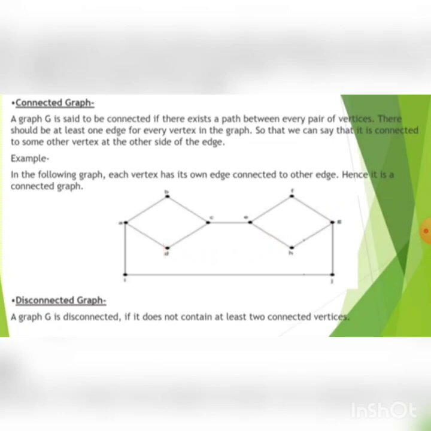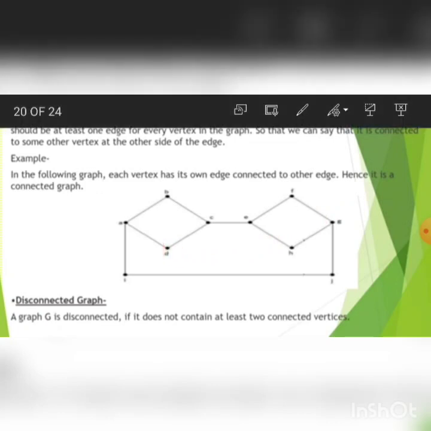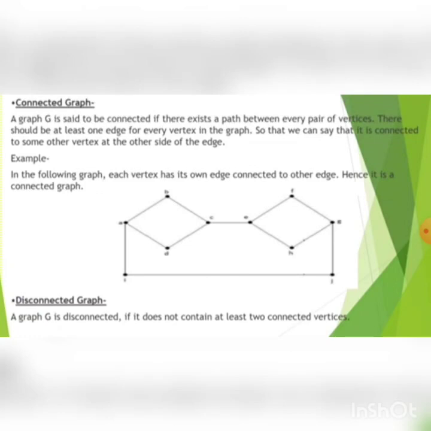Now, disconnected graph. A graph G is disconnected if it does not contain at least 2 connected vertices.